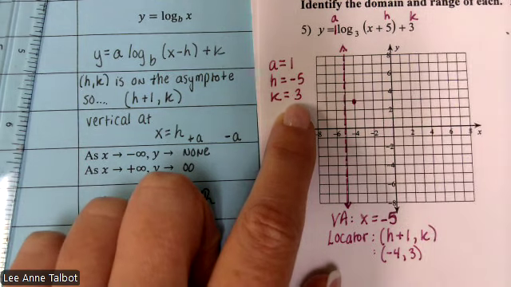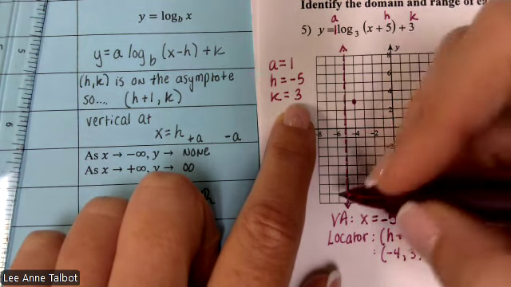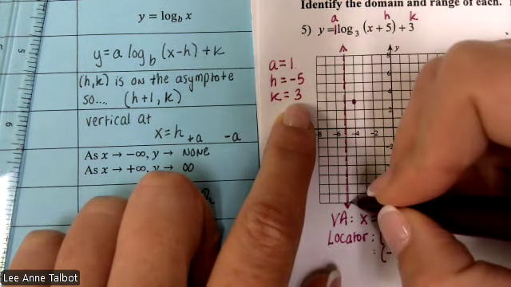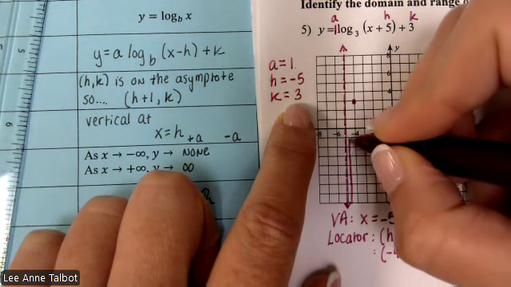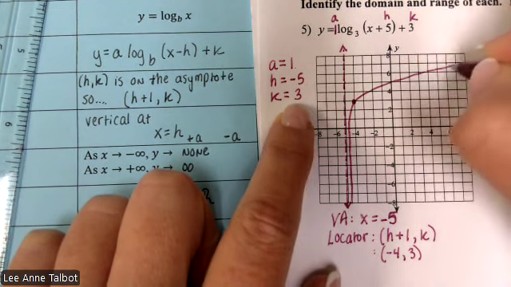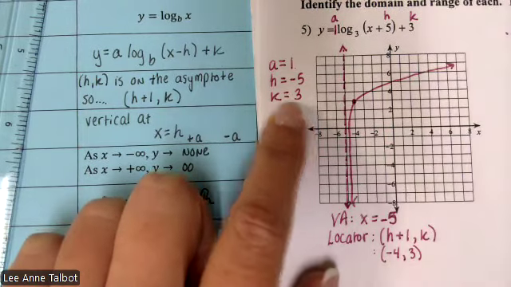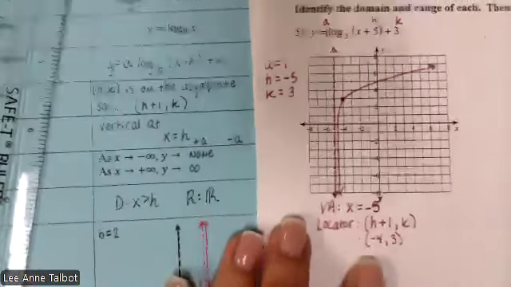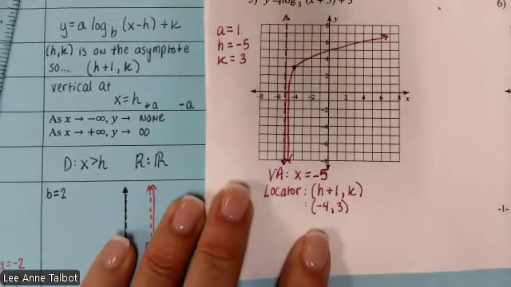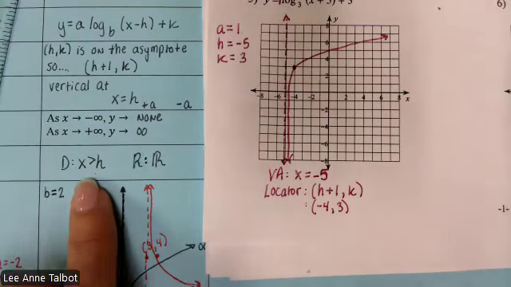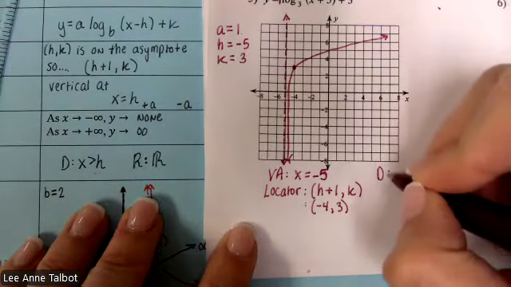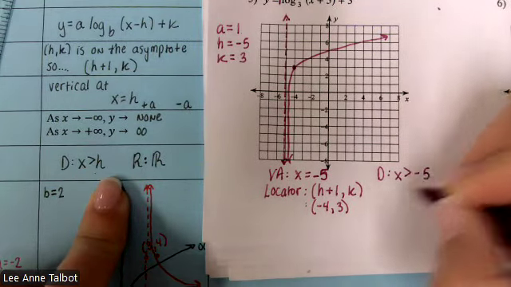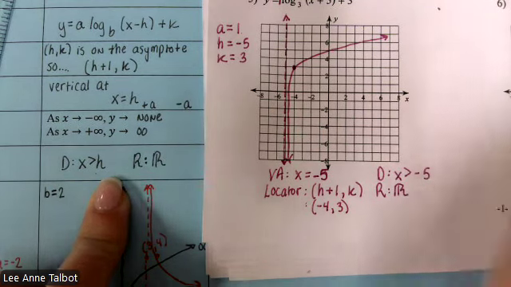Okay, now I'm going to sketch the graph. Again, I don't care about the steepness of your curve. What I care about is that you see that A is positive. You come from the bottom along the asymptote, hit the locator point, and curve off. Domain is x is greater than h, and the range is all real numbers.